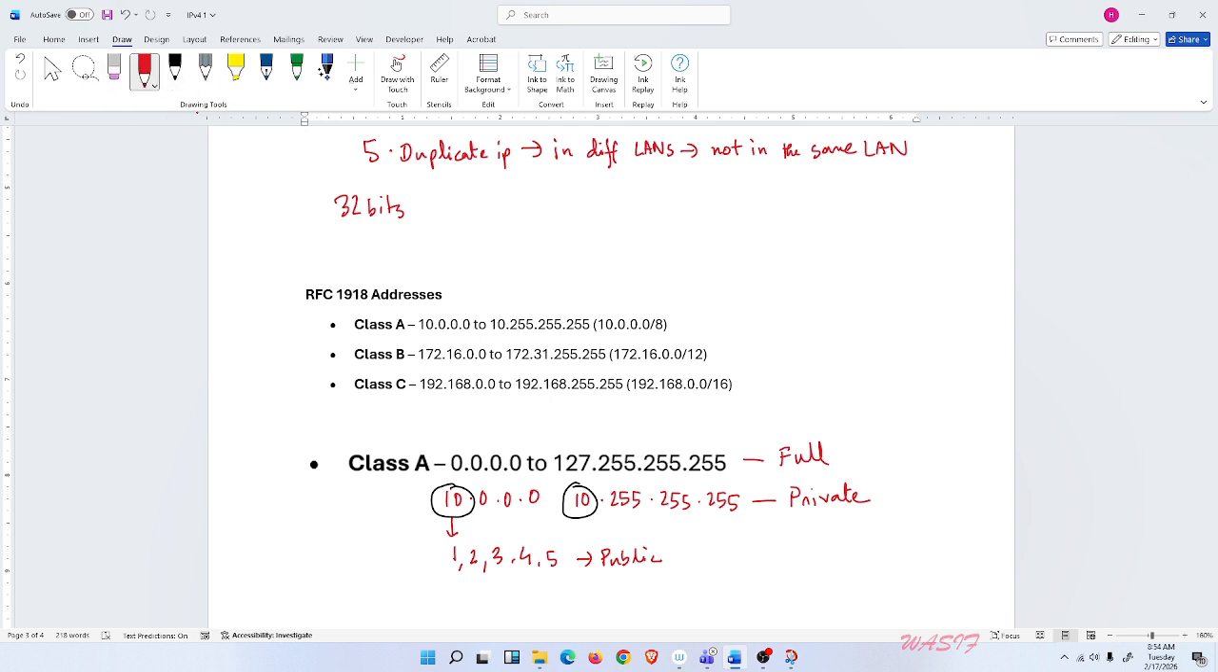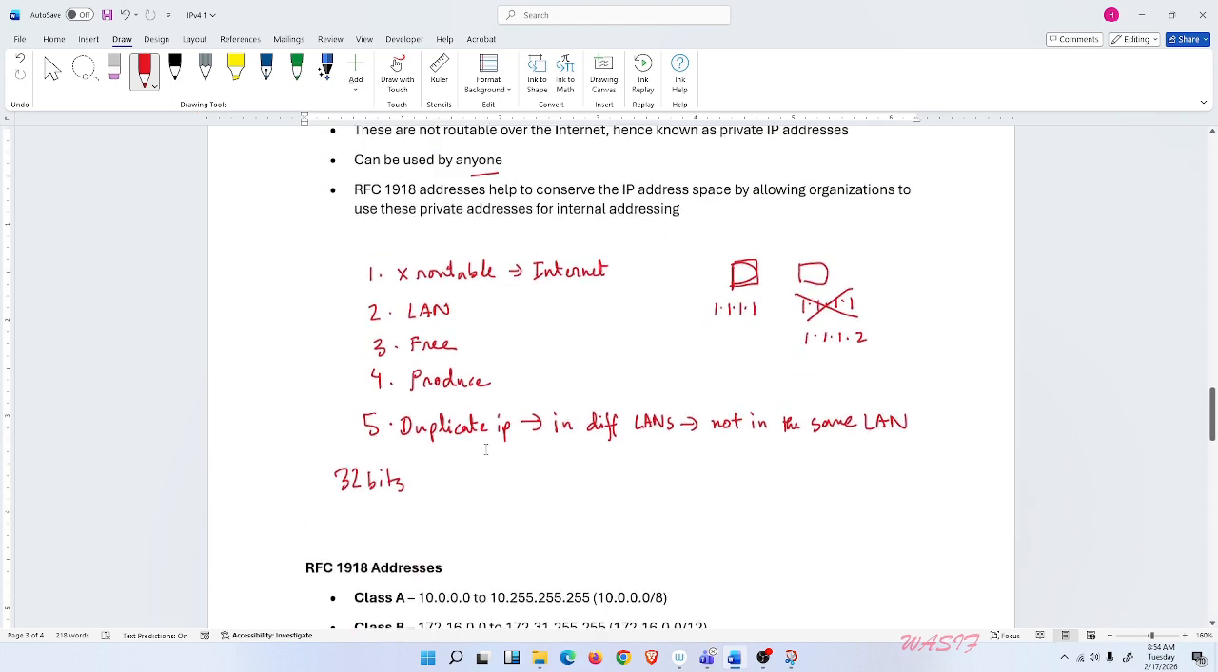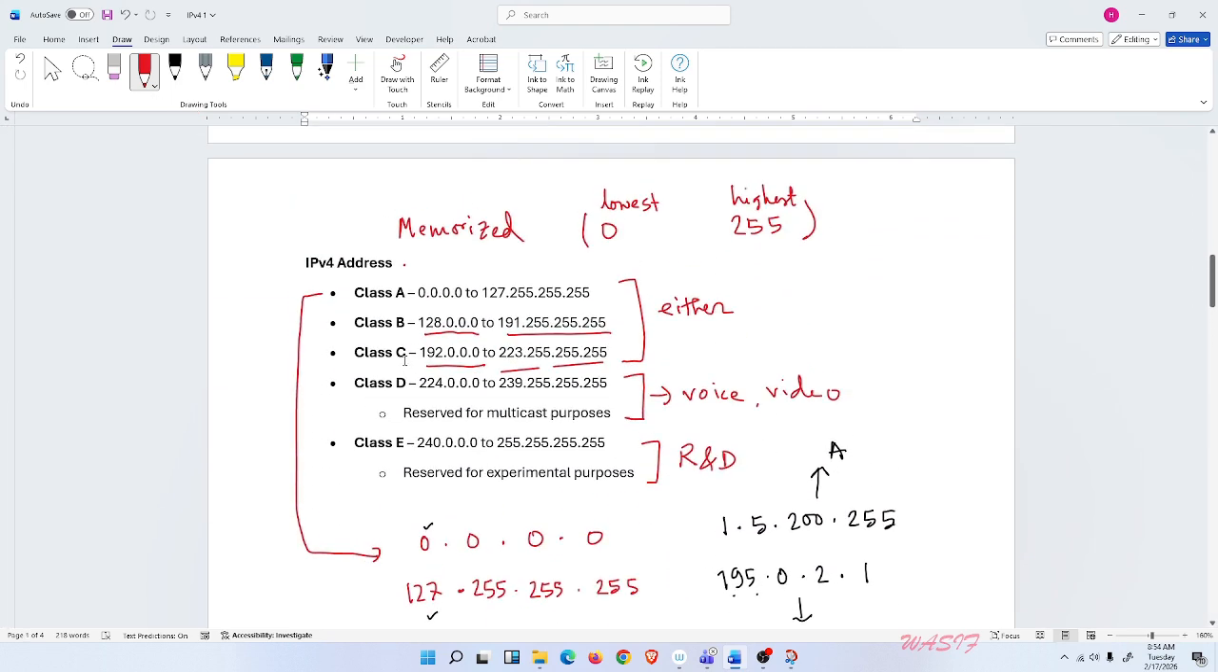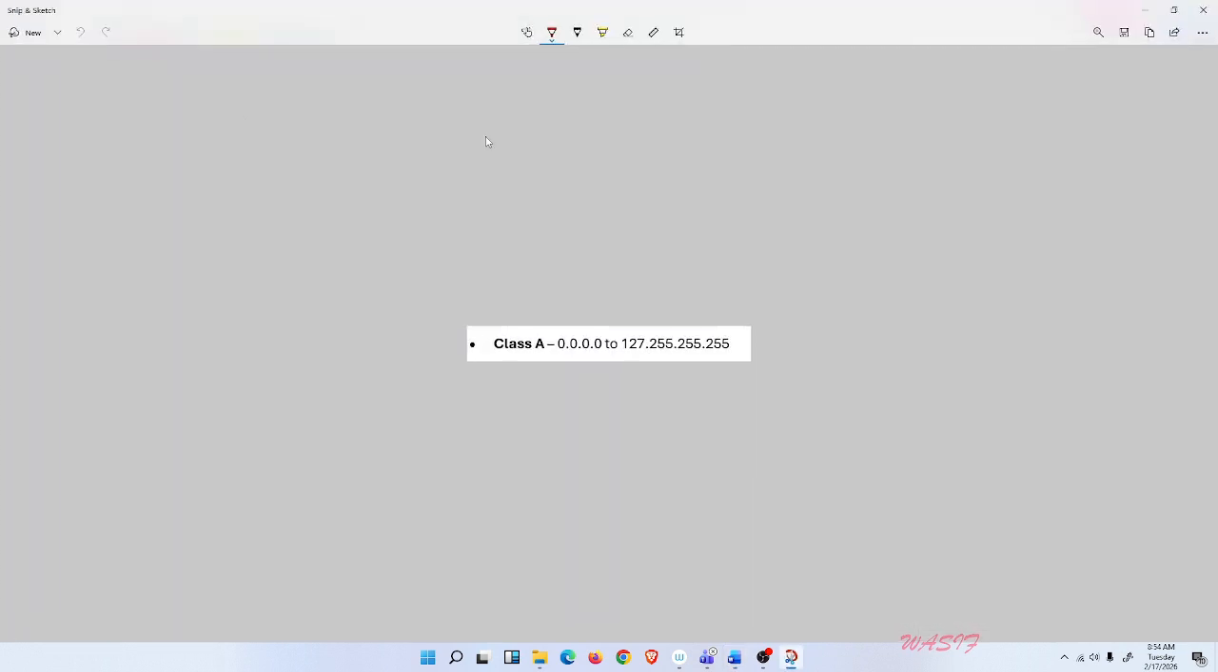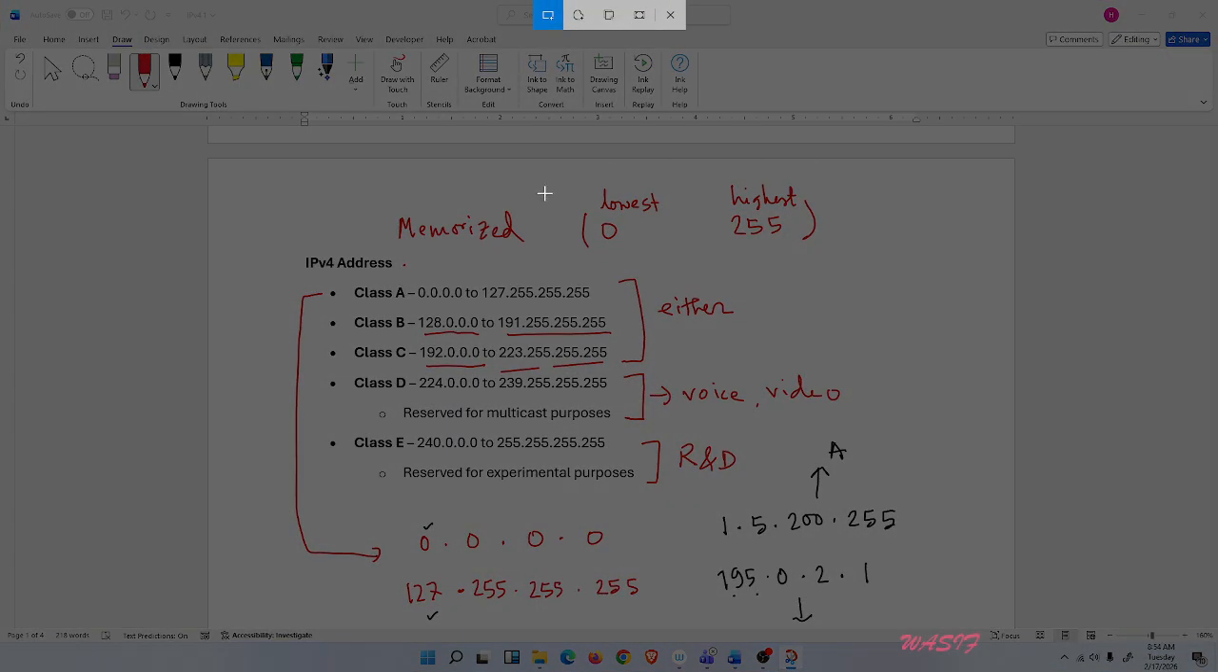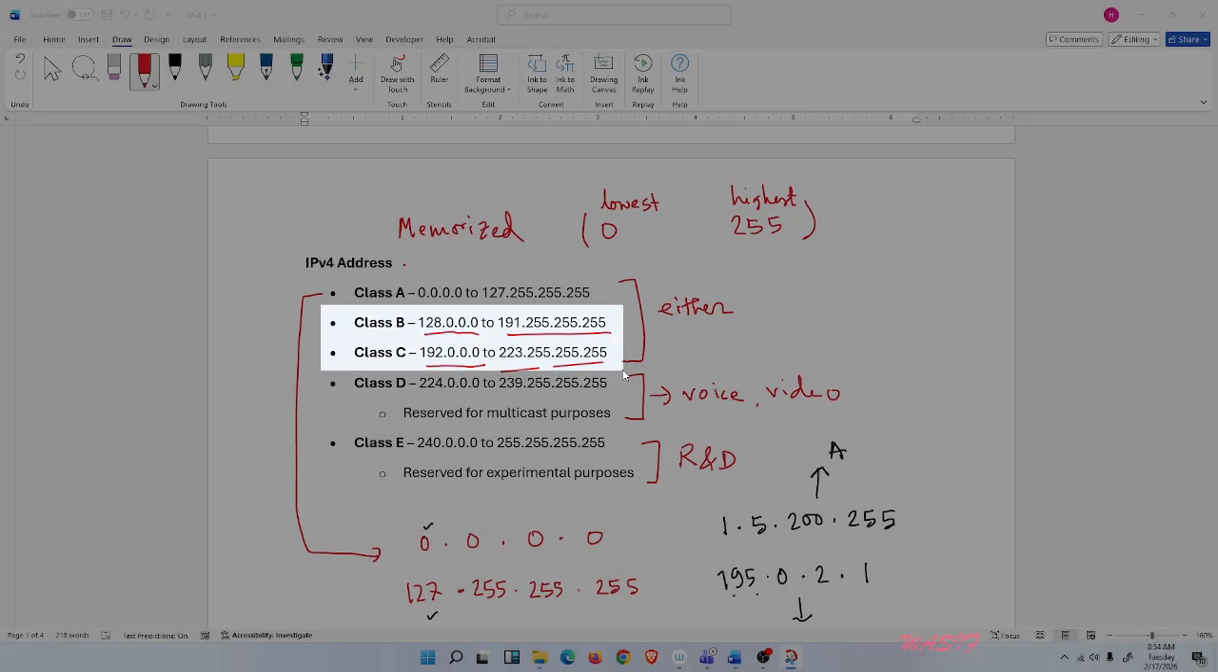You memorize the range for the private IP address, and any number that is not a part of the private IP address is a public IP address. Public IP address of which class, A, B, or C? The public IP address for class A, depending on what you have here. In the same way, if you take class B, class C as well, because that is what we need only.